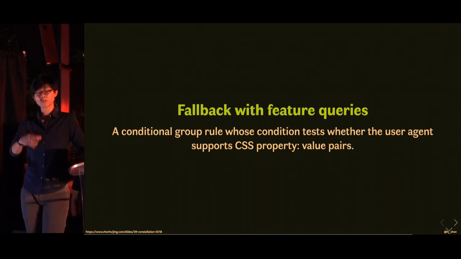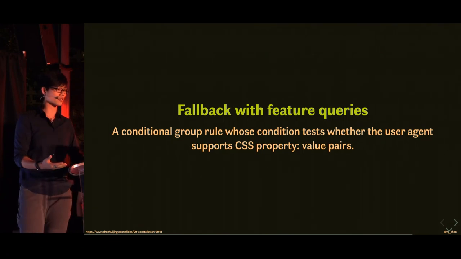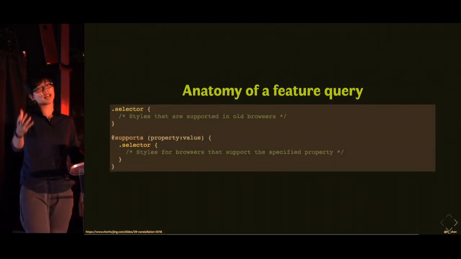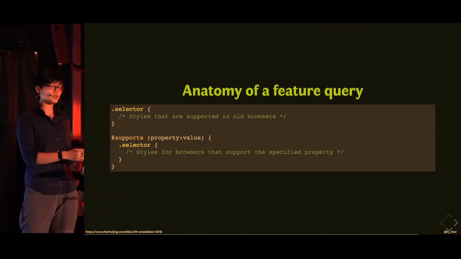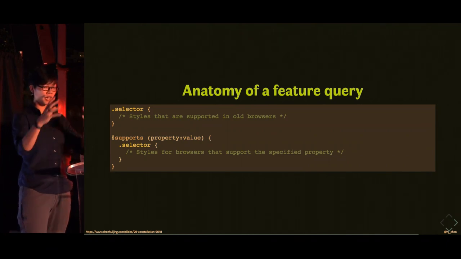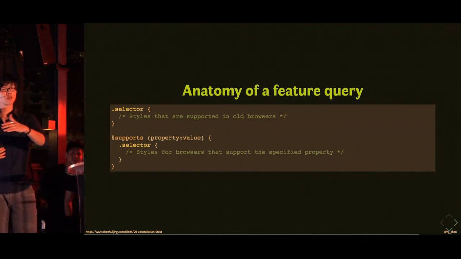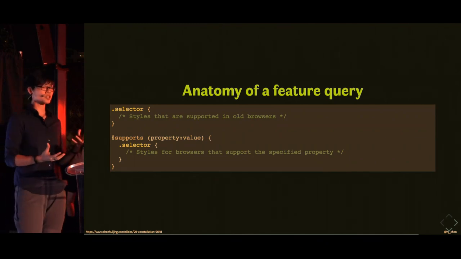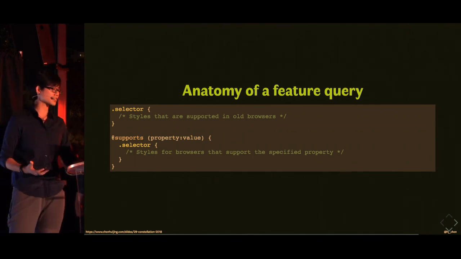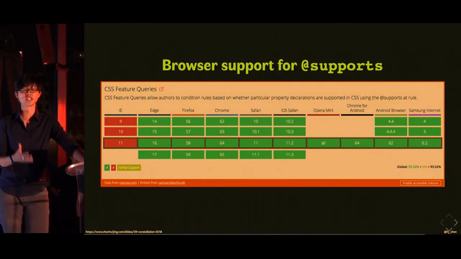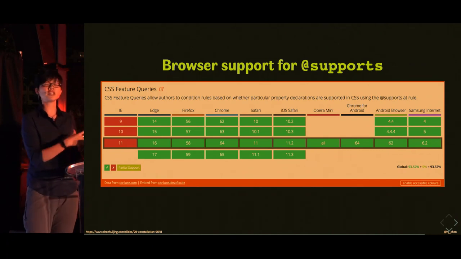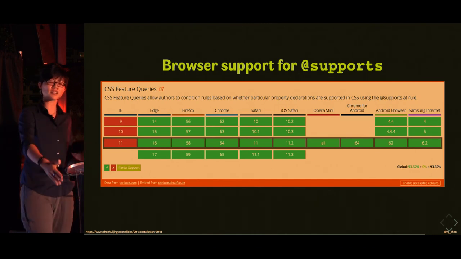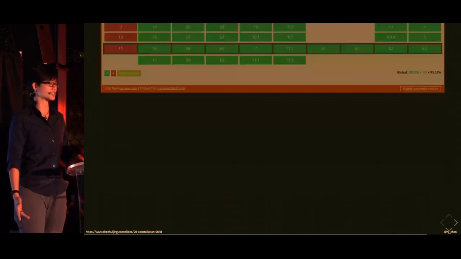So in order to support older browsers, we'd use something called feature queries, which use the syntax @supports. Basically, if a browser supports the value inside the parentheses, it will pick up the properties inside the block. But if it doesn't, the entire block is ignored, which makes it really easy to write fallback styles. And support for feature queries is really good. Even if IE doesn't support it now, you know that IE is going to be deprecated eventually. And it's something that you can work around, because every single browser out there does support feature queries.